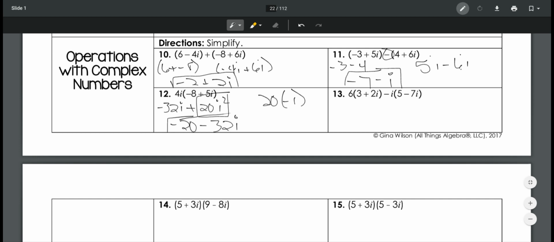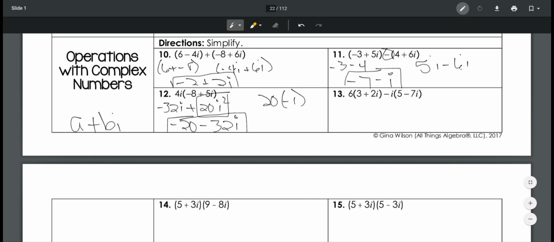Now, all of your answers should be written in proper format, a plus bi. So my a value of negative 20 goes first, and my bi value goes last. That is proper formatting for complex numbers. Number 13 adds both skills. We will distribute first, and then we will combine like terms.